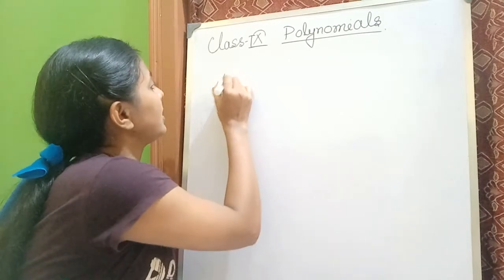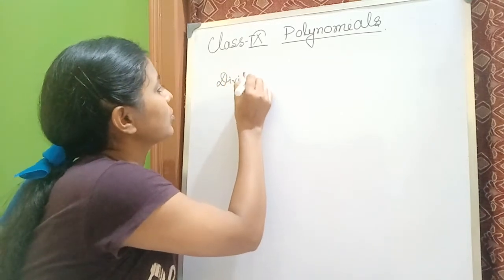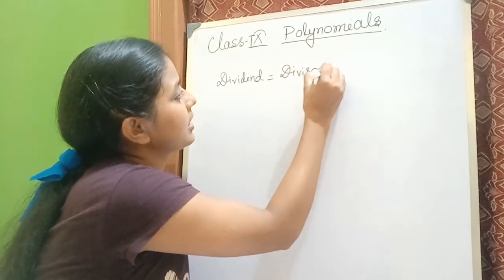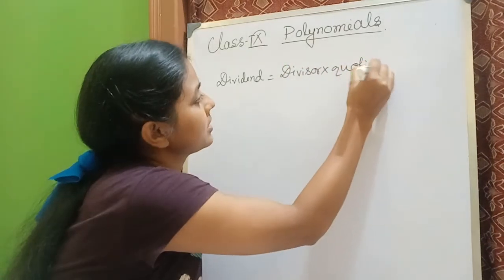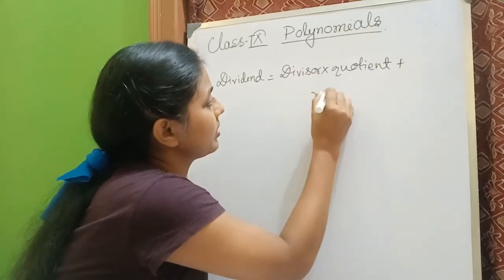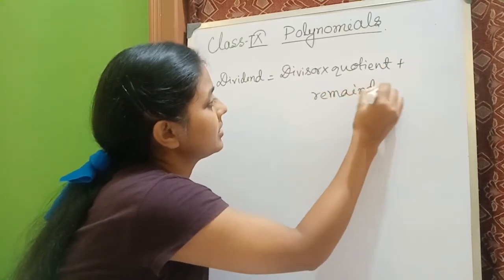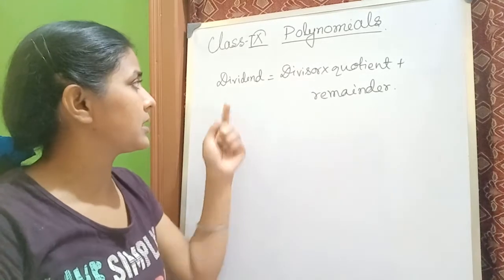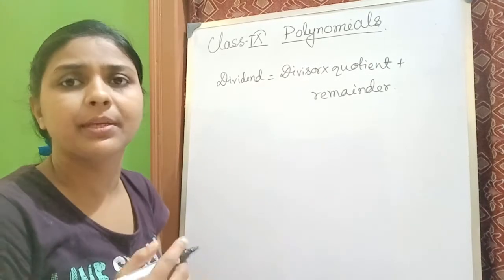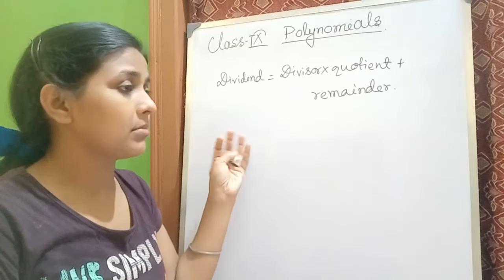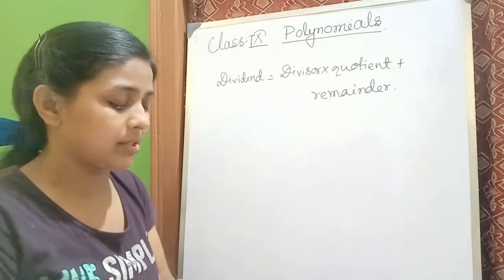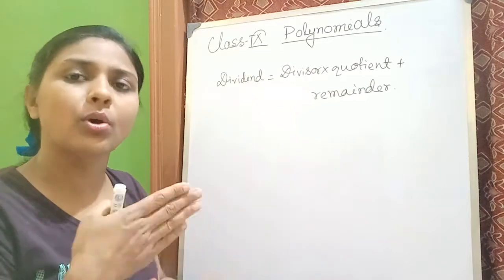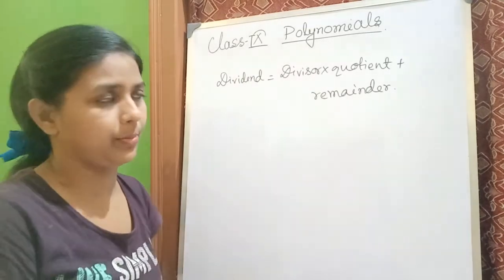So one division rule everybody knows, that is dividend equals divisor into quotient plus remainder, right? This rule everybody knows, because we have been using it from our very lower classes. Now the same rule will also be valid for polynomials.